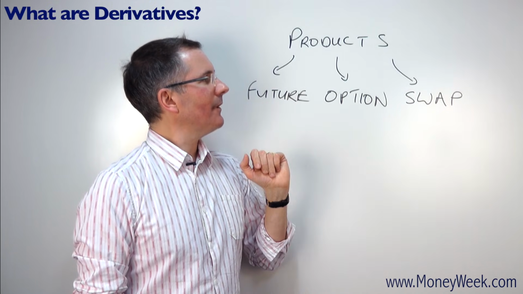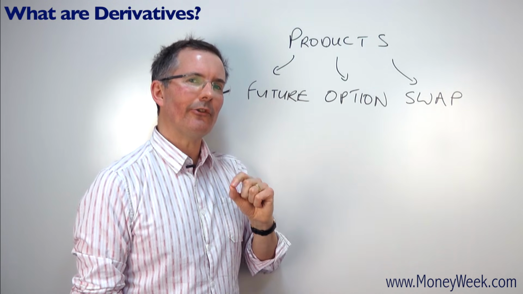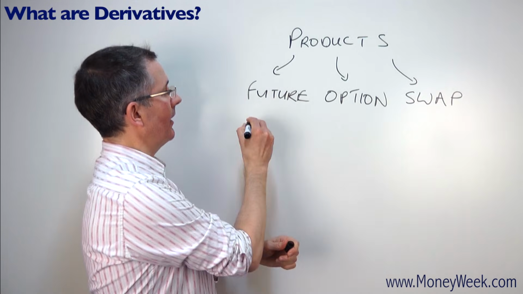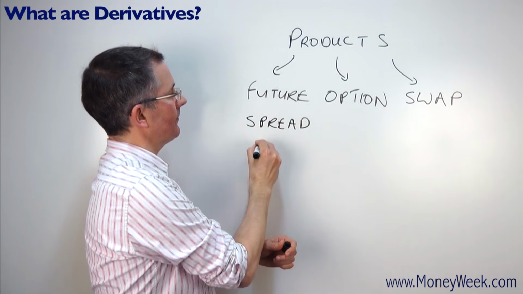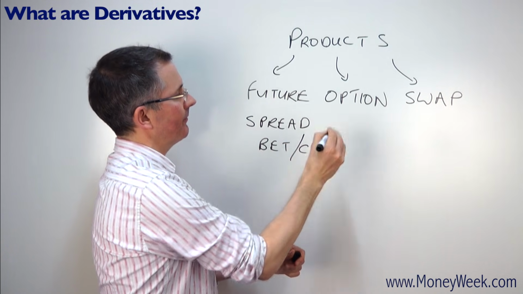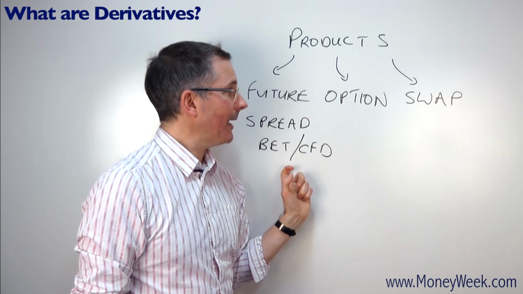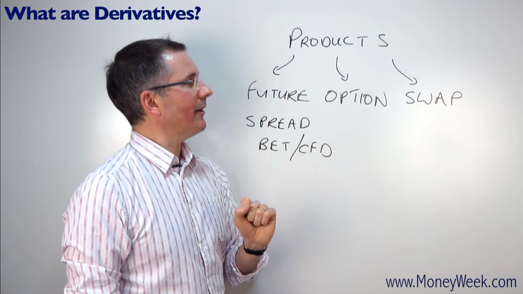So a future, if you're looking at that and thinking, well, could I ever actually buy or sell one of those? The answer is it's quite tough in the UK for retail investors, but the nearest thing is a spread bet or a CFD, contract for difference. More information on those is available. I'll tell you where in just a moment. So futures, spread bets and CFDs, very, very similar products.